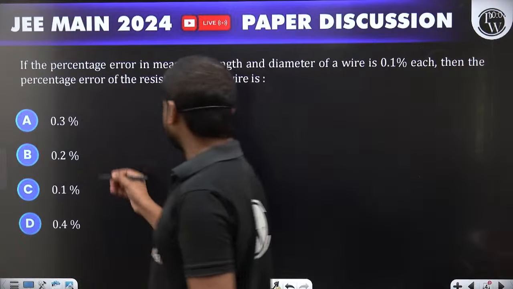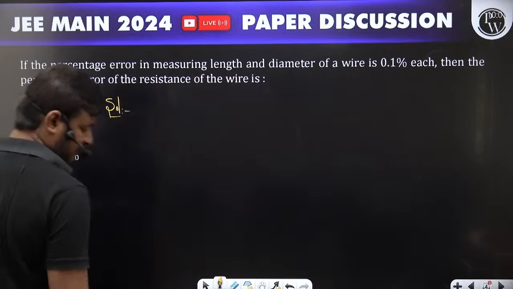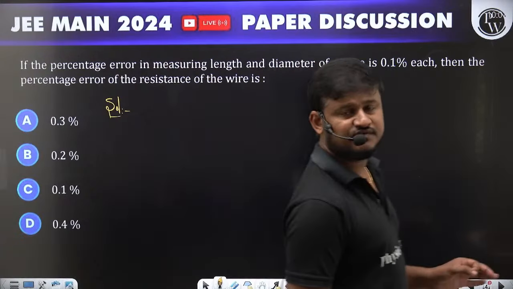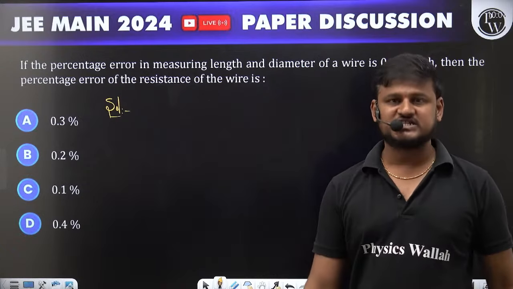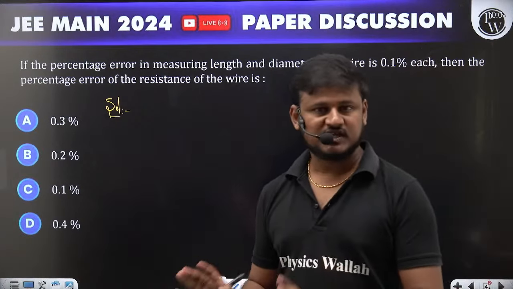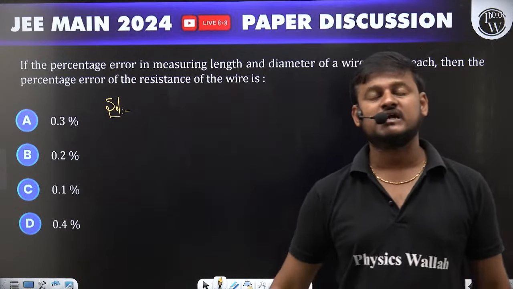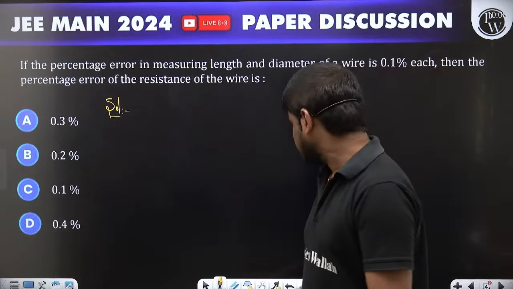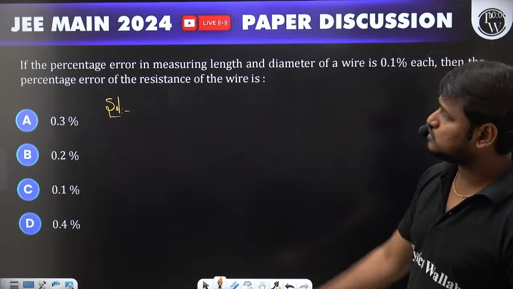So now the second question, it is from units and measurements. If you guys observe, for every shift, we are getting one question from units and measurements. Whether it can be of dimensions, or of error analysis, or it can be related to instruments, like vernier calipers. So now try to solve this question.